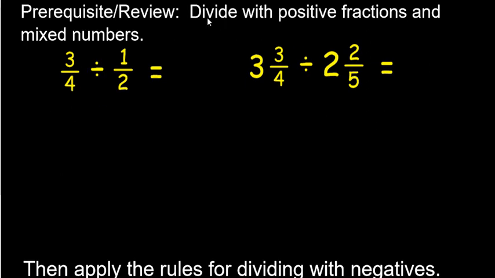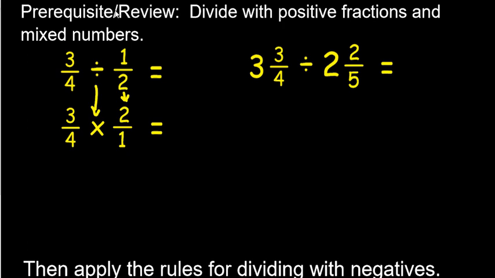Now, the goal was to divide with positive and negative fractions and mixed numbers, but first we need to be able to divide with just positive fractions and mixed numbers. So let's review a few key things to use when dividing fractions and mixed numbers. First of all, we want to use keep, change, flip, or we could say multiply by the reciprocal, also called the multiplicative inverse. So we're going to keep the first fraction the same, change the division sign to multiplication, and the second number is going to become the reciprocal. That's where the numerator and denominator switch places.